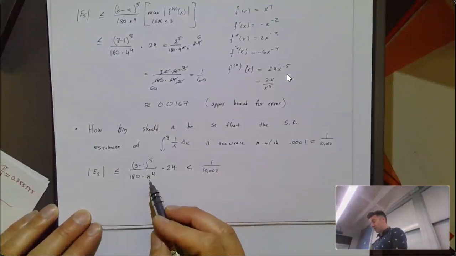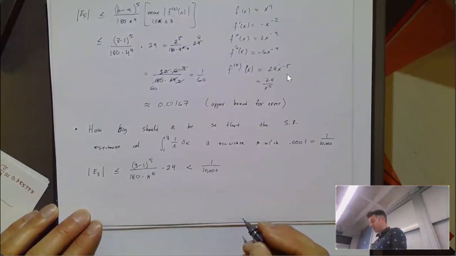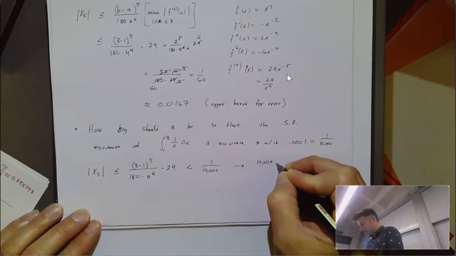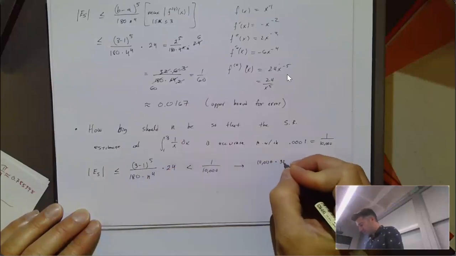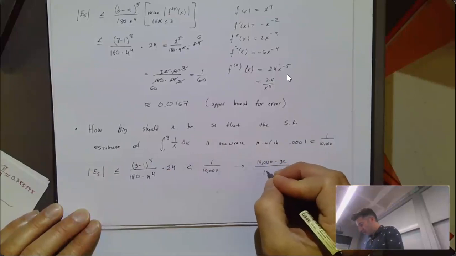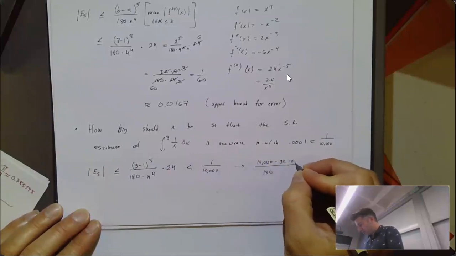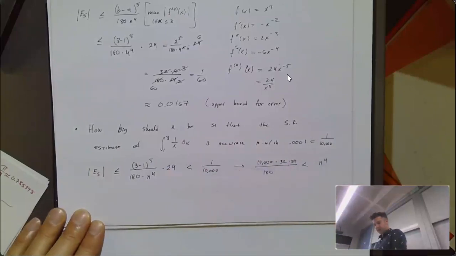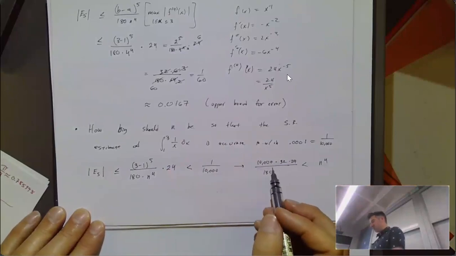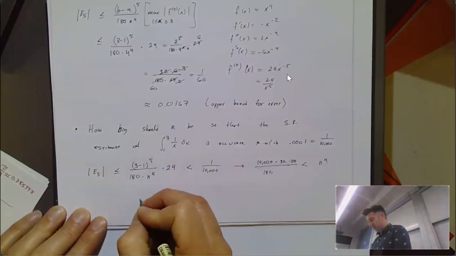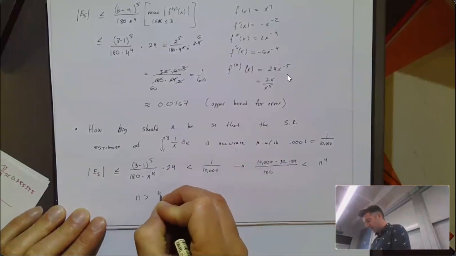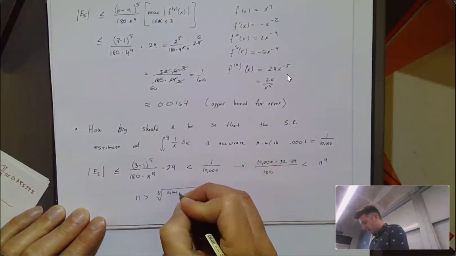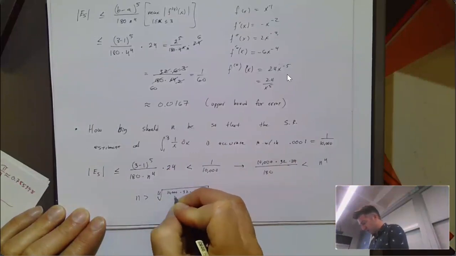So what I'm going to do is multiply both sides by n to the fourth. I'm going to multiply both sides by 10,000. So I'm going to get on the left 10,000 times 2 to the fifth, which is 32 over 180. Oh, I forgot the 24 times 24. I want that to be less than n to the fourth. We could simplify this if we really wanted to, but really at this point, you're just plugging into your calculator. You're going to say, okay, n needs to be bigger than the fourth root of this gross number here, 10,000 times 32 times 24 over 180.